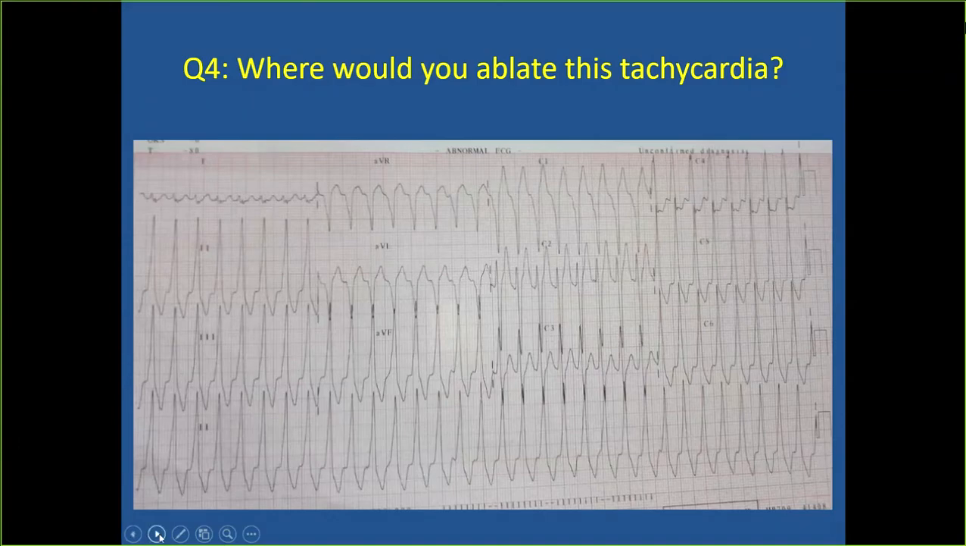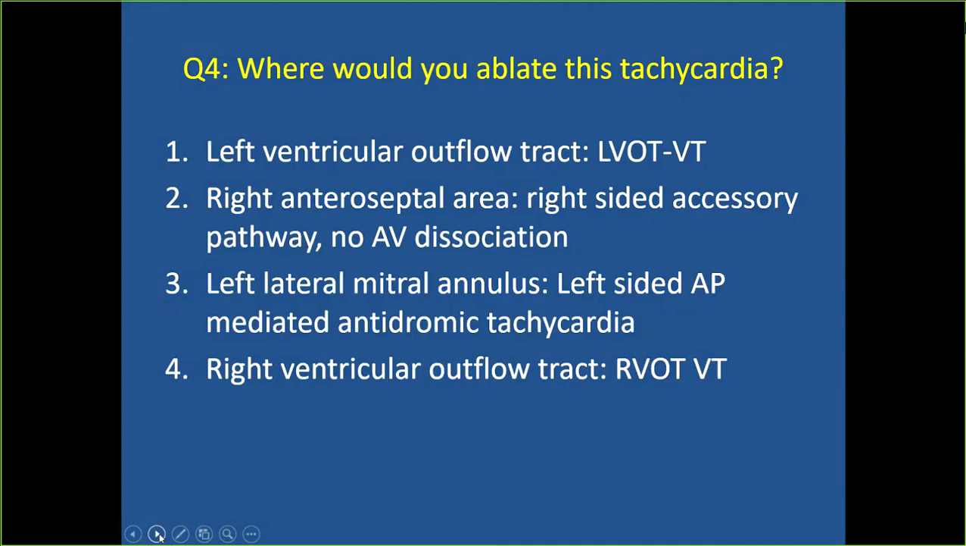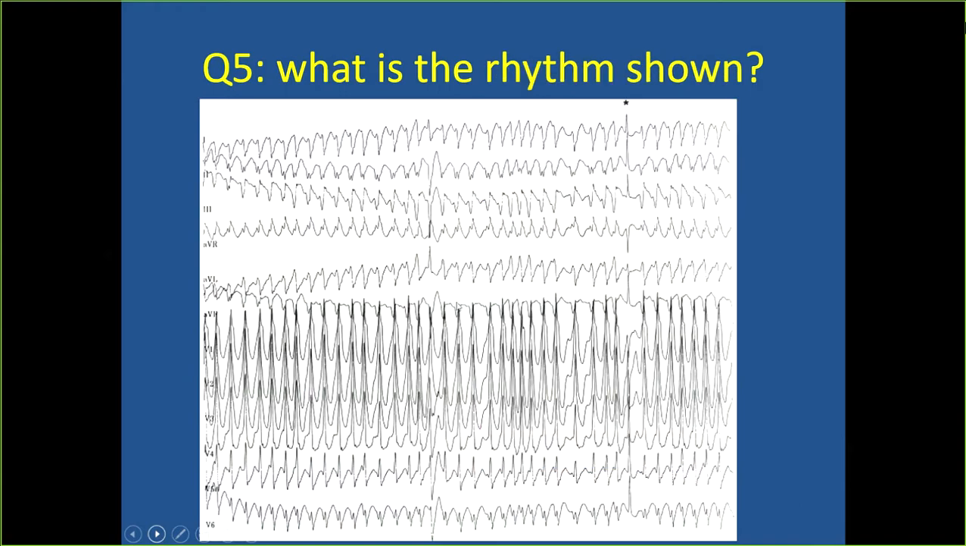Okay, right. Next question, please. What is this rhythm? What is the rhythm shown? Let them also be able to see the ECG. Take some time. AF with aberrancy, monomorphic VT, polymorphic VT, pre-excited AF.